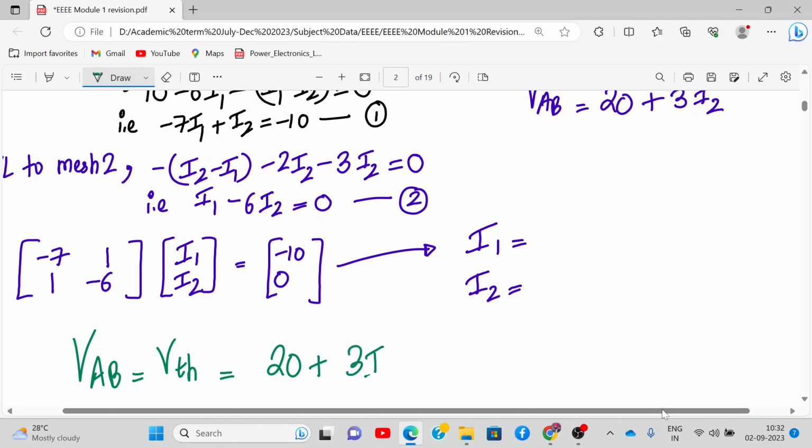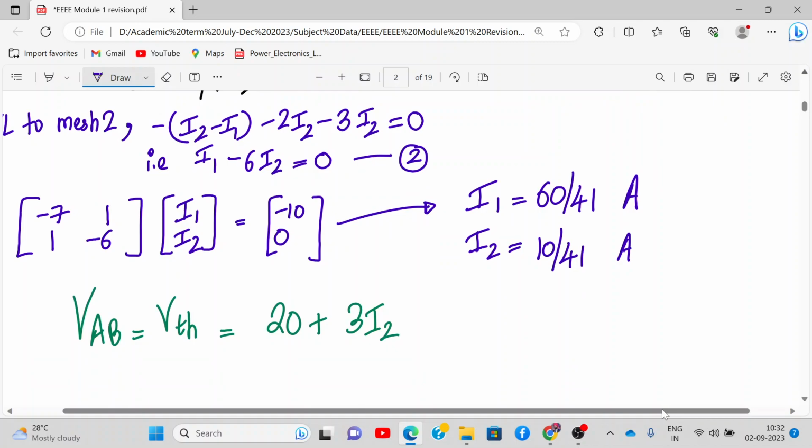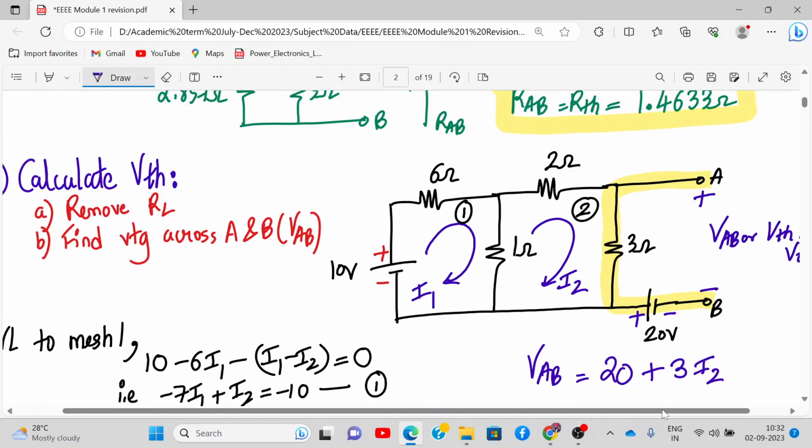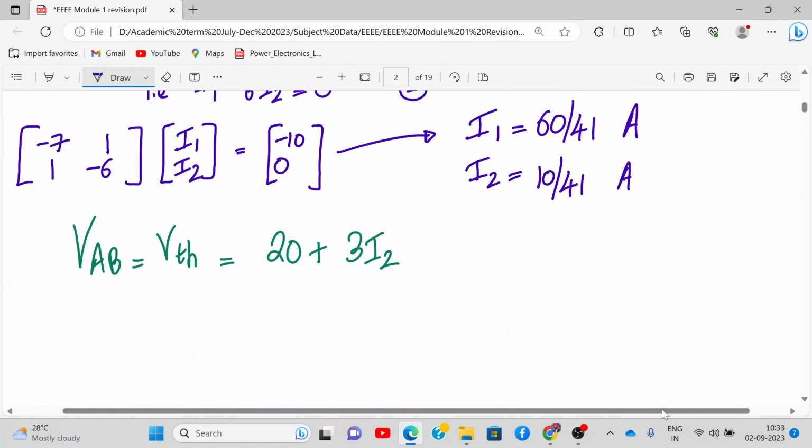Sir, I1 is 1.46. Tell me in fractional form. Okay, so I am getting 60 by 41. And I2 is 10 by 41, right? Yes, sir. And what is VAB? 20 plus 3 I2, we have already discussed that. So we'll write 20 plus 3 into I2, that is 10 by 41. So calculate VAB now. It will come out to be 20.73. Just check.